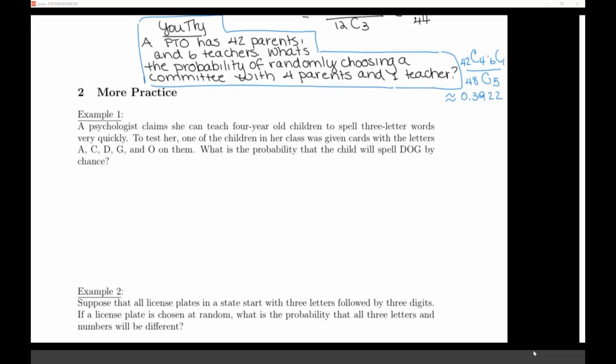All right, example 1: a psychologist claims she can teach 4-year-old children to spell 3-letter words quickly. To test her, one of the children in her class was given cards with the letters A, C, D, G, and O on them. So these are the only letters the child has. What is the probability that the child will spell dog purely by chance?